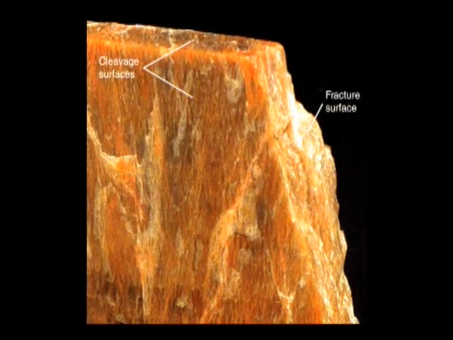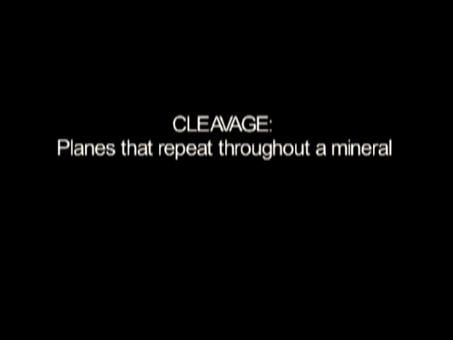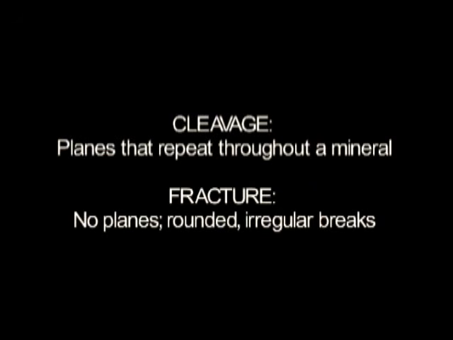The next step in our sequence of figuring out what things are is to look for what is called cleavage in a mineral. Cleavage or fracture any mineral can have, and what these are planes that are repeating throughout the mineral. That's cleavage. If they have no planes, if you get kind of a rounded shape to the breaks as opposed to a flat shape to the breaks, then it has what's called fracture. So fracture is rounded, cleavage is planar, and these planes must go throughout the mineral.